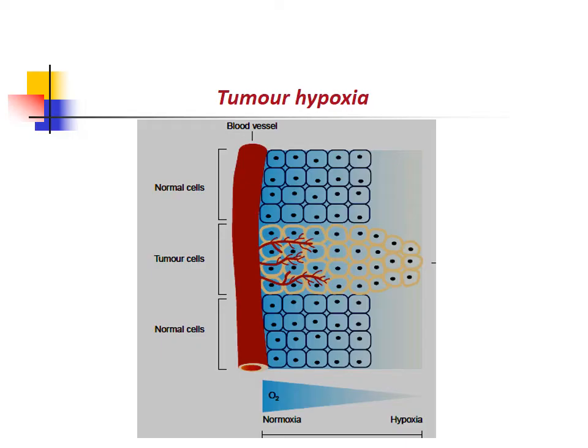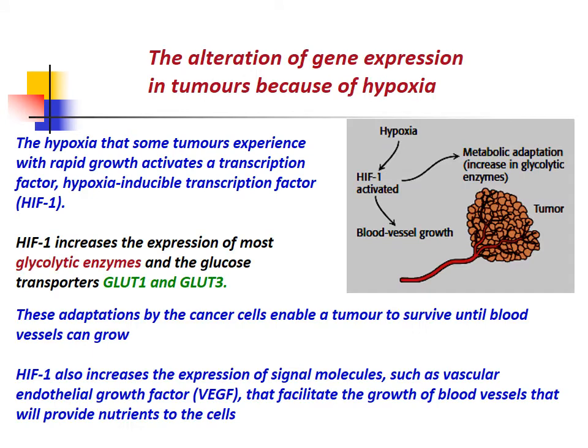Tumor hypoxia. When a small localized tumor outgrows its vascular supply, tumor hypoxia arises in regions with impaired oxygen delivery. The alteration of gene expression in tumors because of hypoxia: the hypoxia that some tumors experience with rapid growth activates a transcription factor, hypoxia-inducible transcription factor, HIF1. HIF1 increases the expression of most glycolytic enzymes and the glucose transporters GLUT1 and GLUT3. These adaptations by cancer cells enable a tumor to survive until blood vessels can grow.